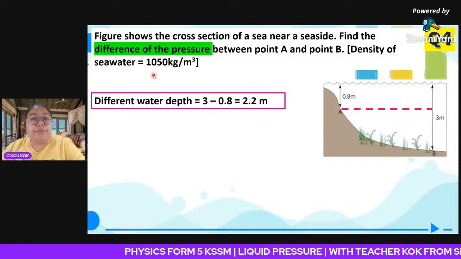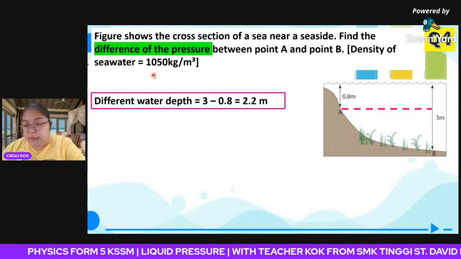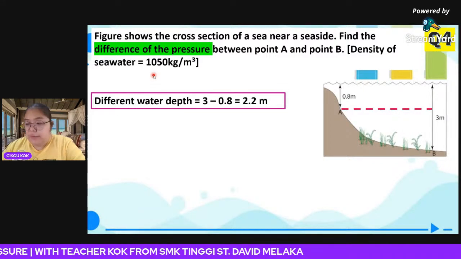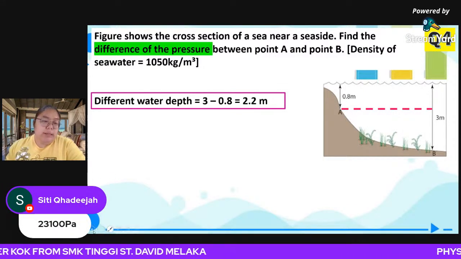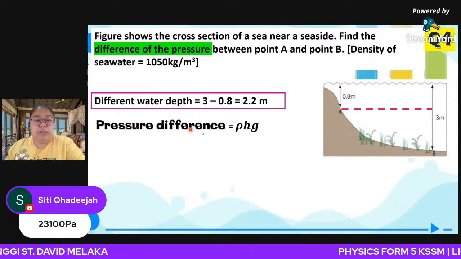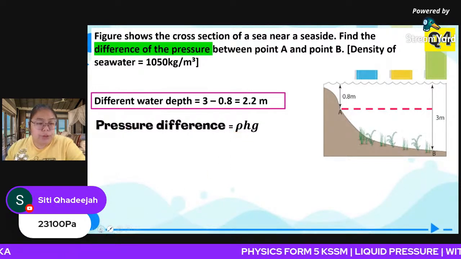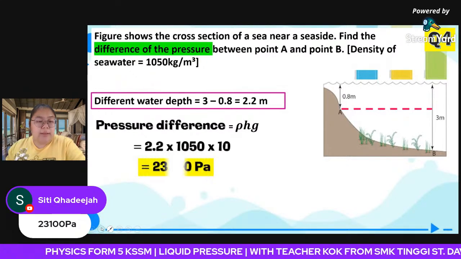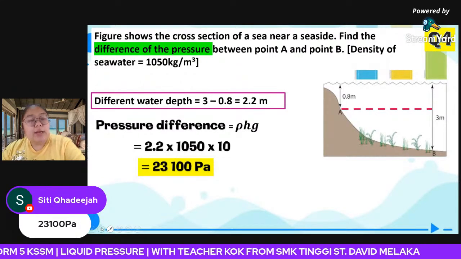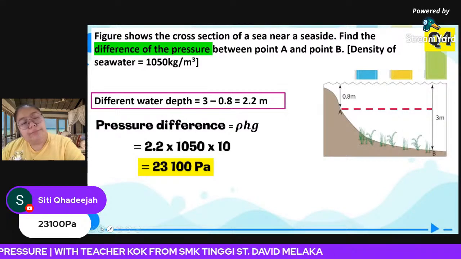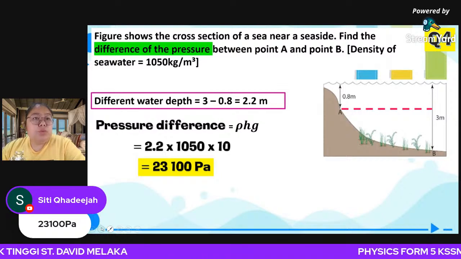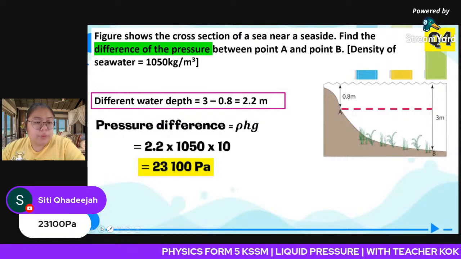23,100 Pascal. Go and find the others. Also correct. Now we go to pin the answer first. Check the formula: pressure difference equals rho hg. If you apply everything, 2.2 multiplied by 1050, then 10, the answer is correct. 2.31 kilopascal also correct. From here, 2.31 kilopascal, I think a little bit of a problem, is it?